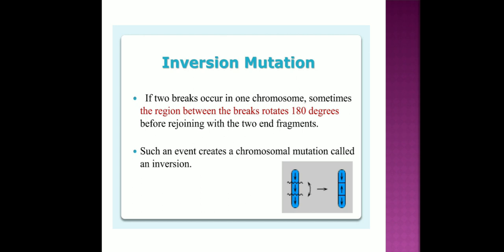Inversions are of two types, namely pericentric inversions and paracentric inversions. Pericentric inversion means the centromere is included in the inverted segment. In paracentric inversion, the centromere is not included in the inverted segment.